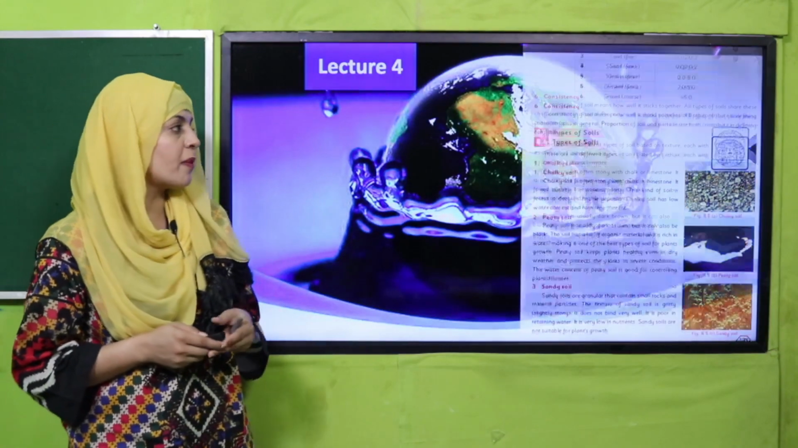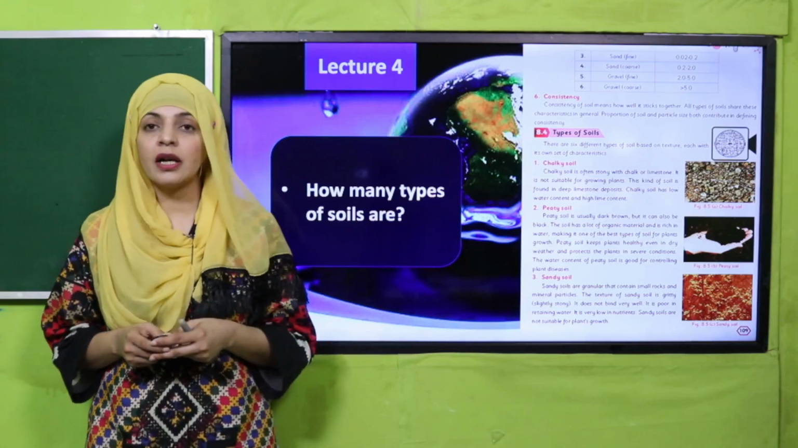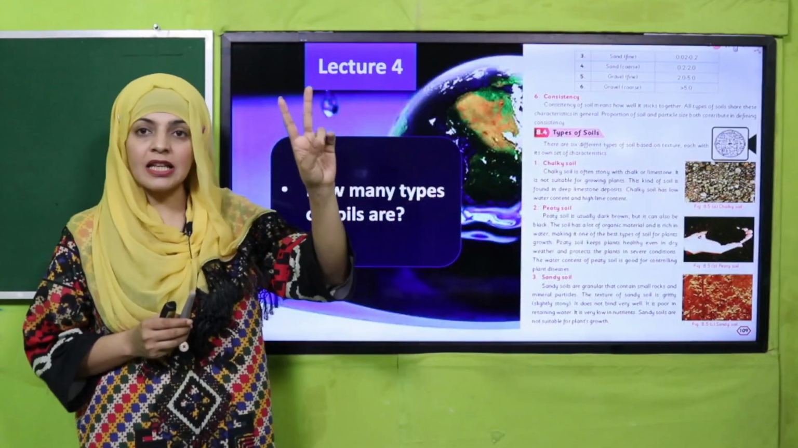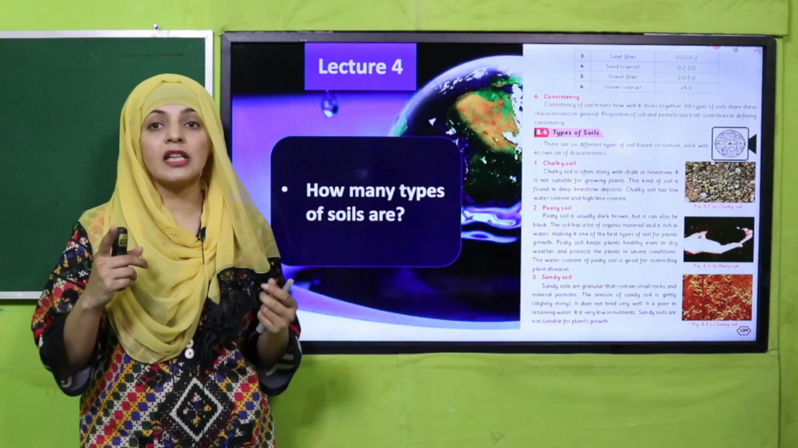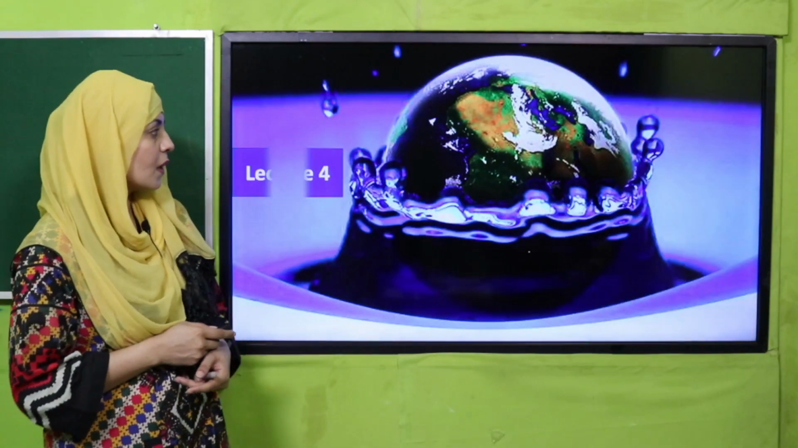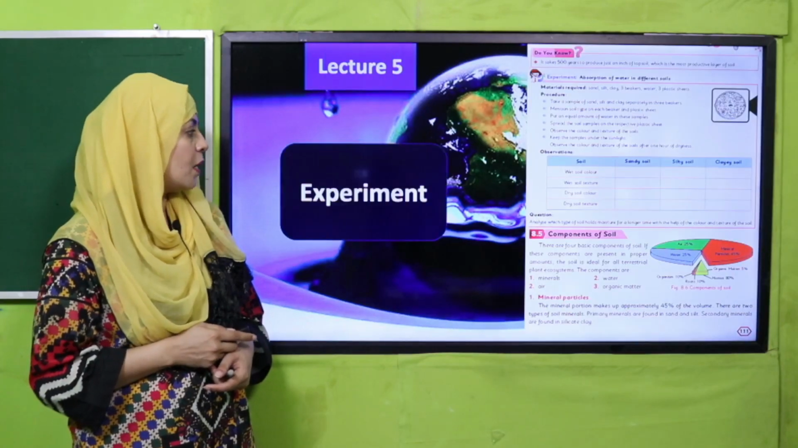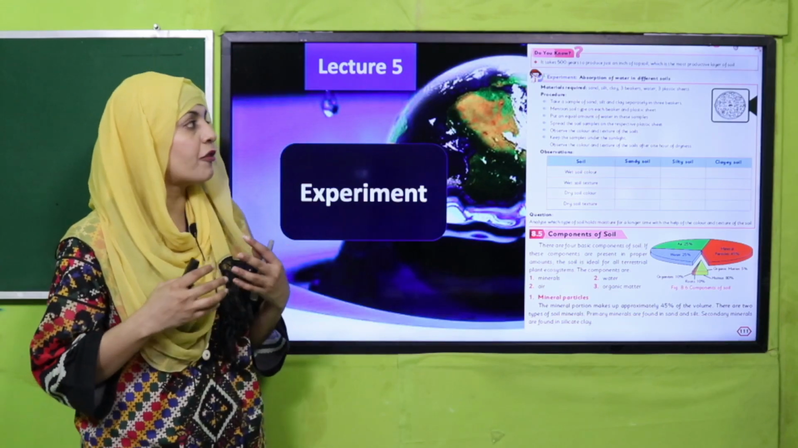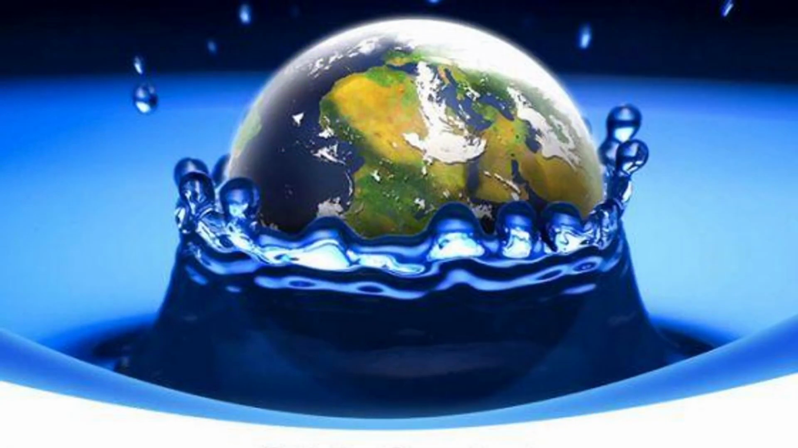So in lecture number 4 we discussed the types of soil. So how many types of soil are there? There are 6 different types of soil, that is chalky soil, then comes the sandy soil, silty soil, clay soil, loamy soil and the 6th one is peaty soil. Then in lecture number 5 we did an experiment. हमने एक experiment किया था on different types of soil और हमने इसमें absorption of water जो है soils के अंदर हमने उनको discuss किया था.